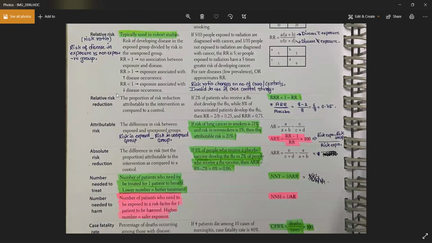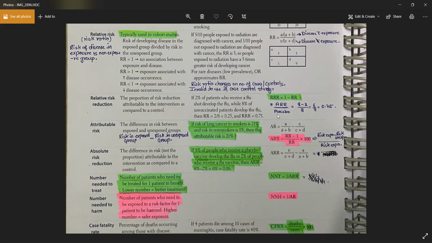Okay, so now comes the relative risk reduction. The name itself suggests a relative risk reduction, which means the reduction in the risk as compared to the original risk. Okay, the relative risk reduction is basically the reduced risk as compared to the original risk. Which means the absolute risk reduction divided by the placebo or the original risk.